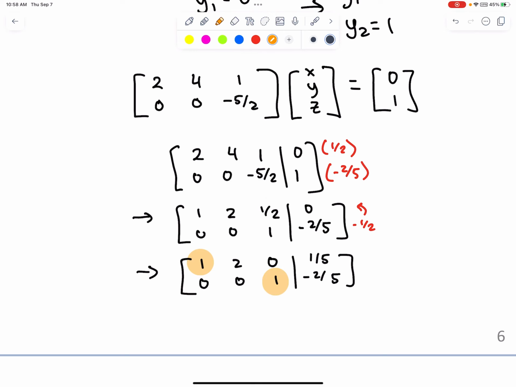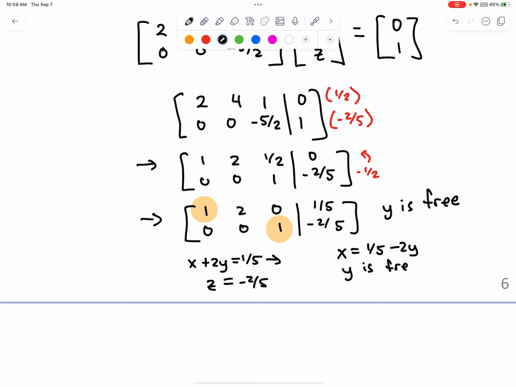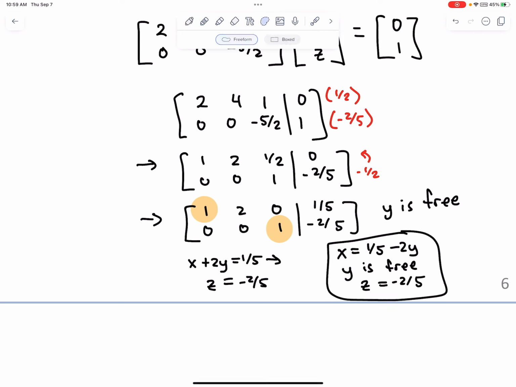So y is free. Our 2 rows say that x plus 2y has to be 1/5, whereas the bottom row says that z has to be negative 2/5. So solve this equation for x, and that gives you our answer. So x has to be 1/5 minus 2y. y is free, and z has to be negative 2/5. And this is our solution set.